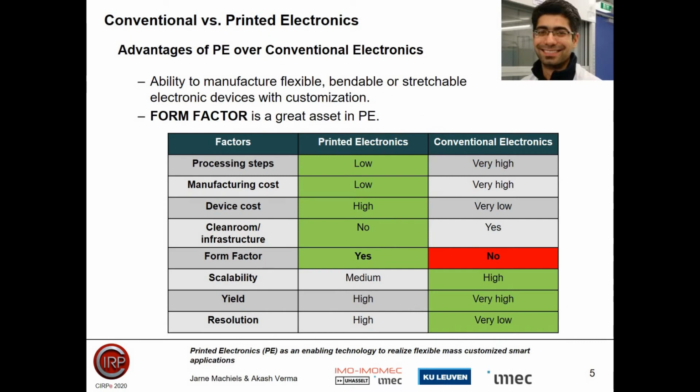How is it different from conventional electronics? You can see from the table that printed electronics have advantages over conventional electronics. But the biggest advantage is the form factor, which is a great asset of printed electronics, meaning the ability to manufacture flexible, bendable, or even stretchable devices with customization. There are some disadvantages, like scalability, yield, and resolution, but research has been going on to improve these factors. Now I will give it to Jarne.